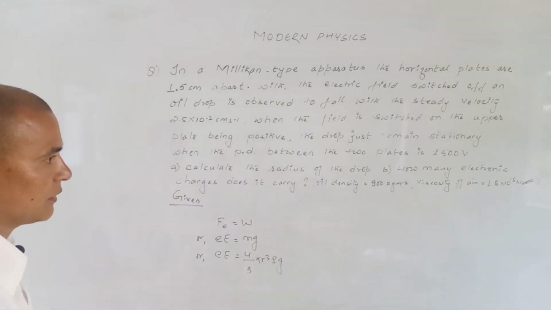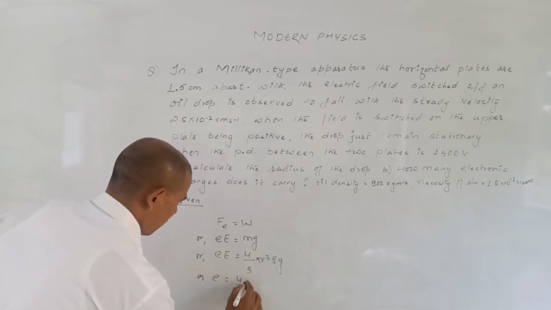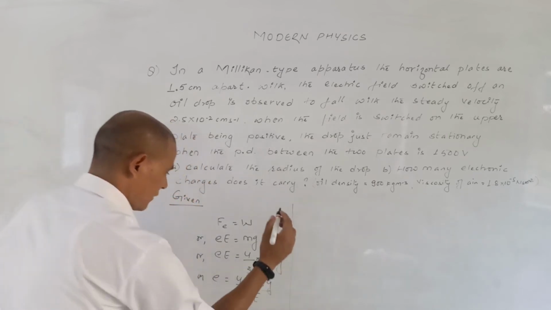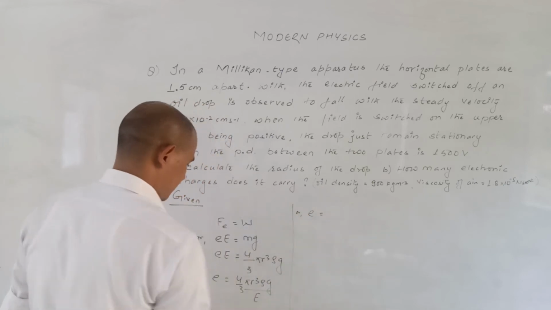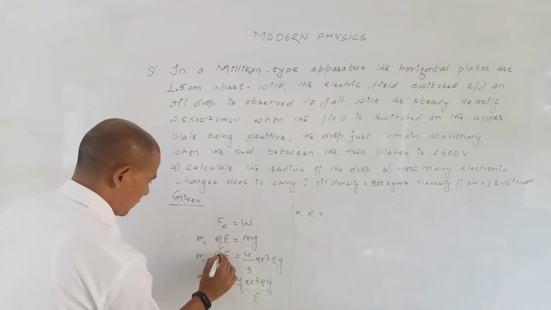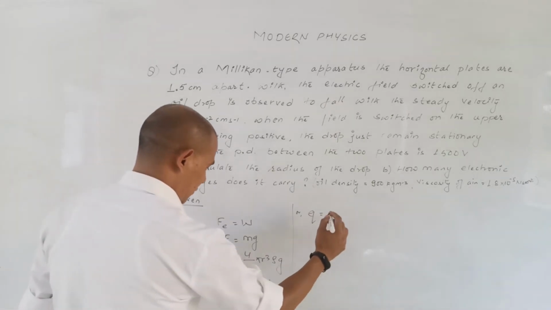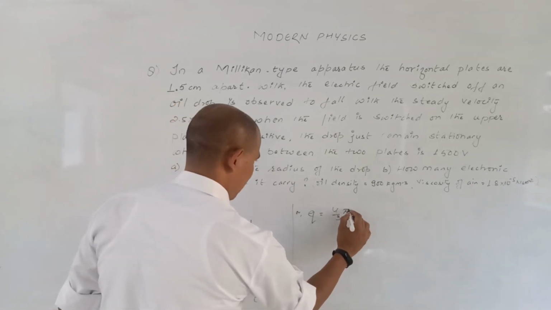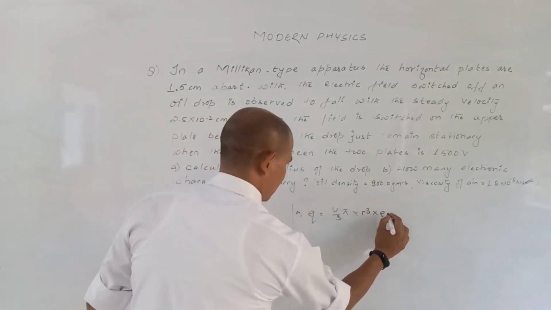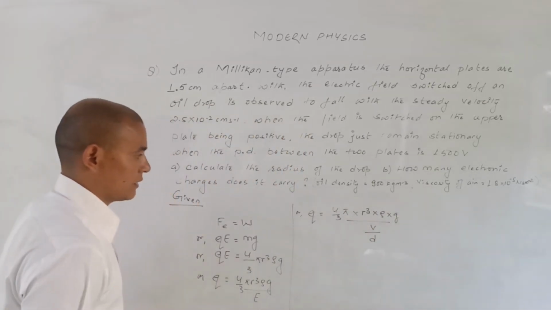From this equation, we have to calculate the charge. So q equals 4 by 3 pi r cube rho g divided by E. Let me just write Q, because we have to represent the electric charge. So Q will be 4 by 3 pi into the radius cubed, into the density into g, divided by the electric field intensity, that is potential by distance.